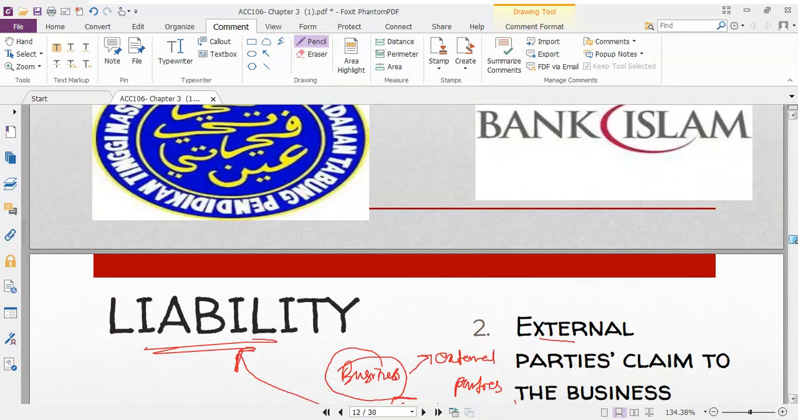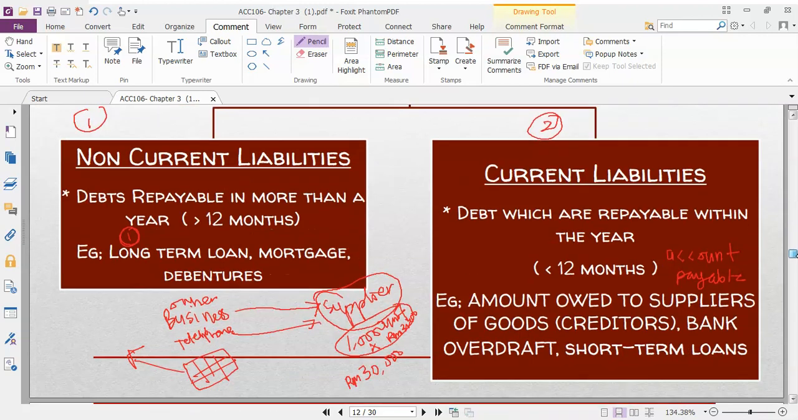Don't make a mistake. But for account payable, the business owes outsiders. So we call it account payable or creditor. Account payable is an example of a current liability. Can you understand the difference? Very good. Is that right? Is there anyone who doesn't understand? What is the difference between account payable and account receivable?